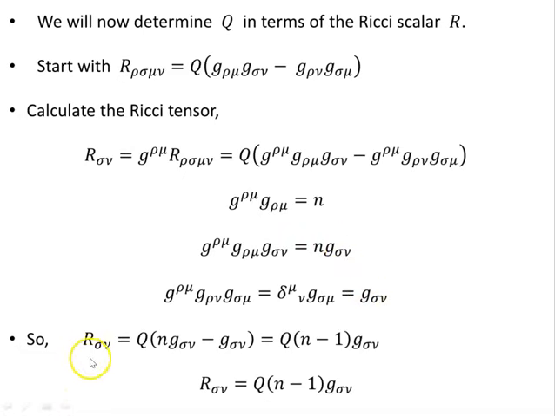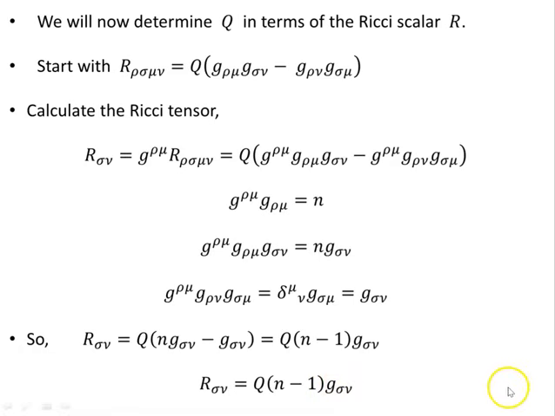Similar to that. Okay, so the Ricci tensor, R sigma nu, is Q times this object here, because remember all of this now is just N times G sigma nu. And this one here, the second term, just becomes G sigma nu. Notice that we're going to take out the common factor of G sigma nu. And we're left with the factor of N minus 1 times this unknown Q. And so the Ricci tensor, R sigma nu, is this scalar Q, whatever that is, times this factor of N minus 1, where N is the dimension of the space, times the metric here.